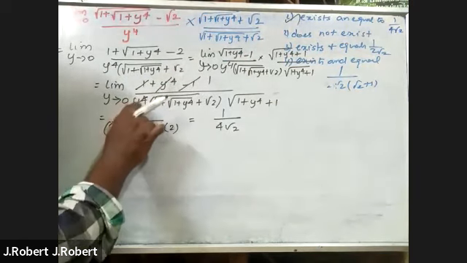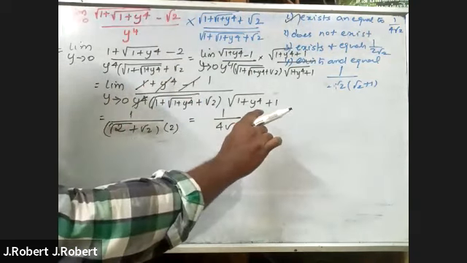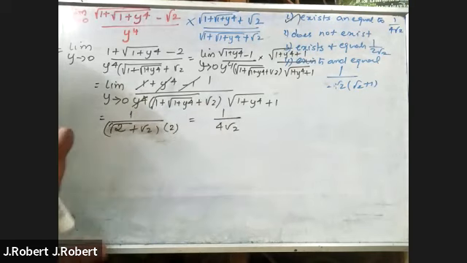The denominator also has y power 4 to be cancelled. In the numerator we have 1, and in the denominator we can substitute all the values. On substituting, we get the answer 1 by 4.